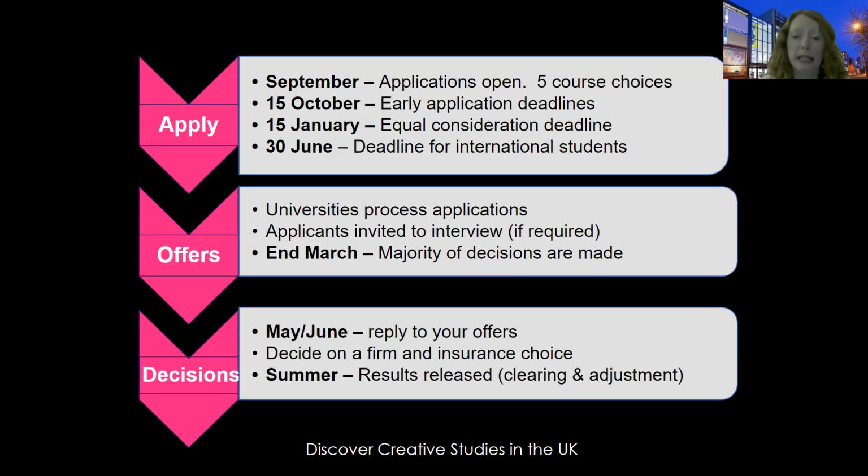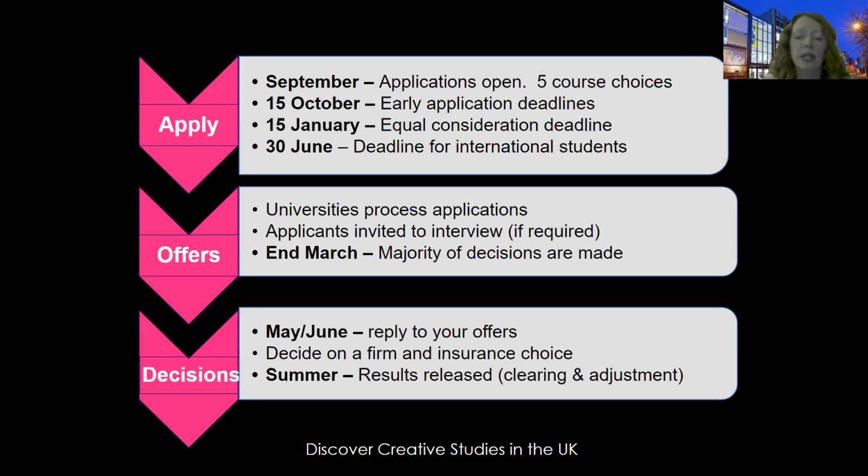Universities will then process your applications and invite you either to interview or to submit supplementary information. And by this, we normally mean a portfolio or an audition. By the end of March, we do aim to make the majority of decisions, but it may be a little bit later than that, and that's no reason to worry at all. Then the deadlines for you to reply to your offers are normally in May or June, but again, they will vary depending on when you received your decisions.